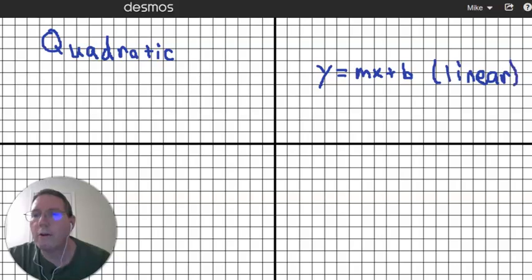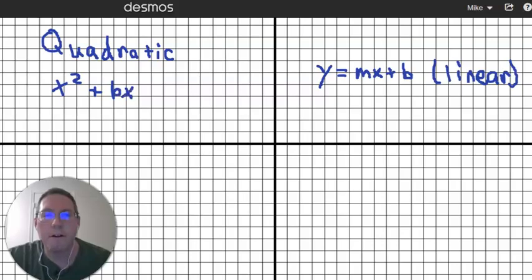Well, a quadratic graph squares the x. It does x squared, x times x. A quadratic is x squared, and then it'll go something like plus bx. And actually there will be an a in front of the x squared over here. We'll put an a here: ax squared plus bx plus c. This is the form of a quadratic graph.